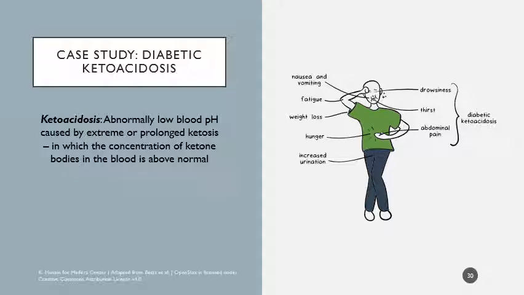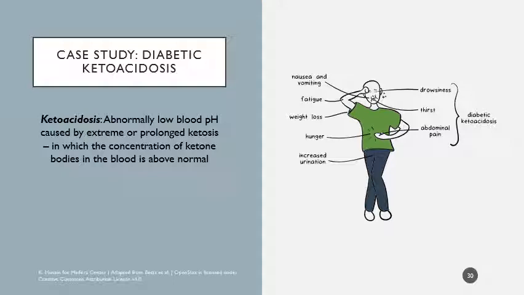Some of the symptoms of this include nausea and vomiting, fatigue, drowsiness, thirst, weight loss, abdominal pain, hunger, and increased urination. So some of these things are just kind of classical diabetes symptoms, but if you have a patient who's not monitoring their insulin, these are some symptoms to look out for.